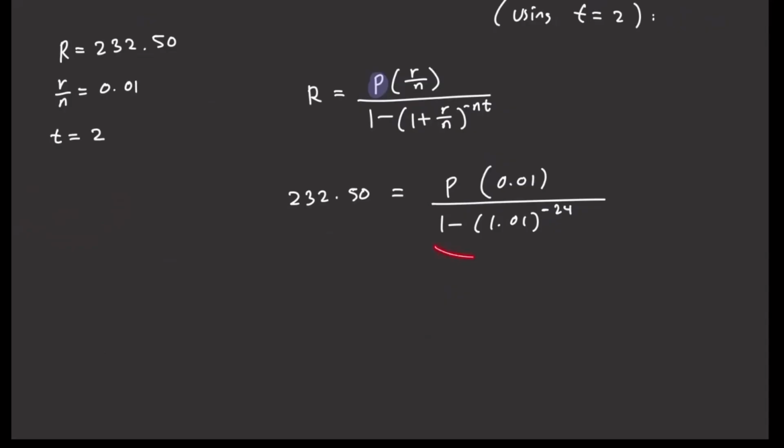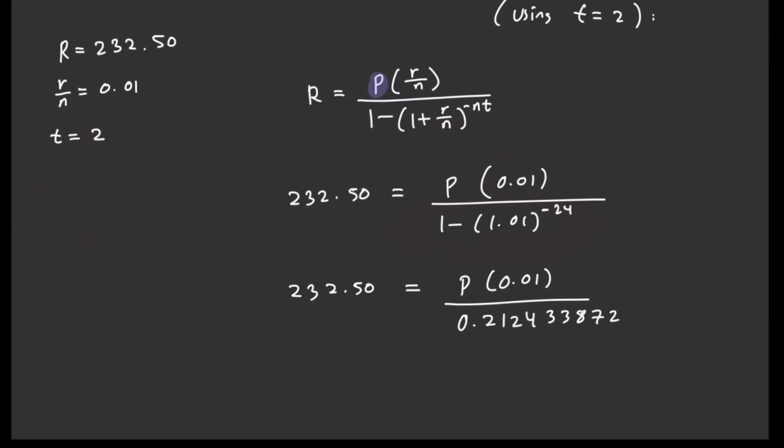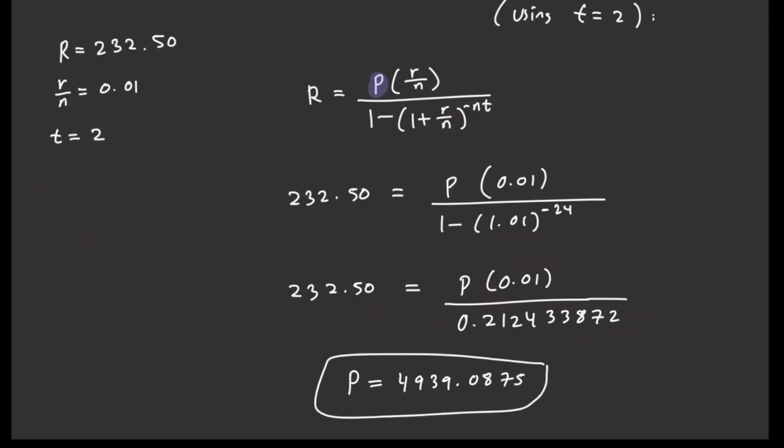So first thing we're going to do is find this number. So let's do 1.01 to the exponent of negative 24, then subtract 1 from it. So let's rewrite this. On the left side, we have P times 0.01. And the denominator, this calculates to 0.212433872. Again, I'm writing as many digits as possible to have the best accuracy. Now I'm going to multiply this times that. And then after I get that number, I divide by 0.01. So that will give me P, or the unpaid balance, to be 4,939.0875. So that's your balance after 1 year.